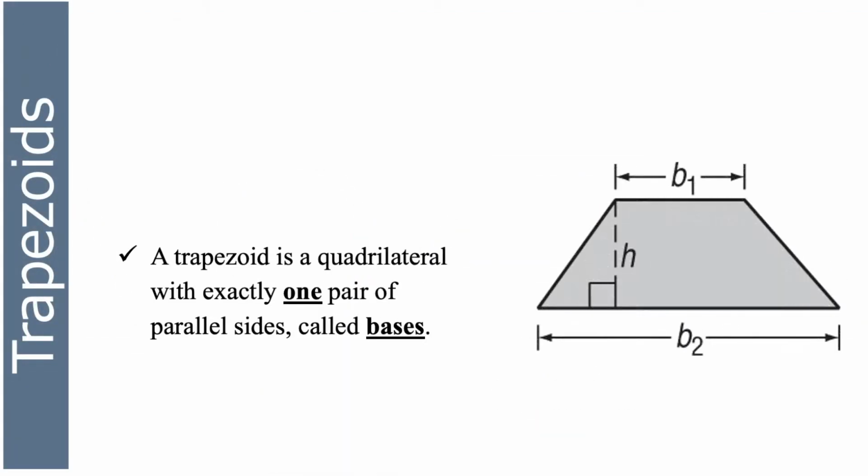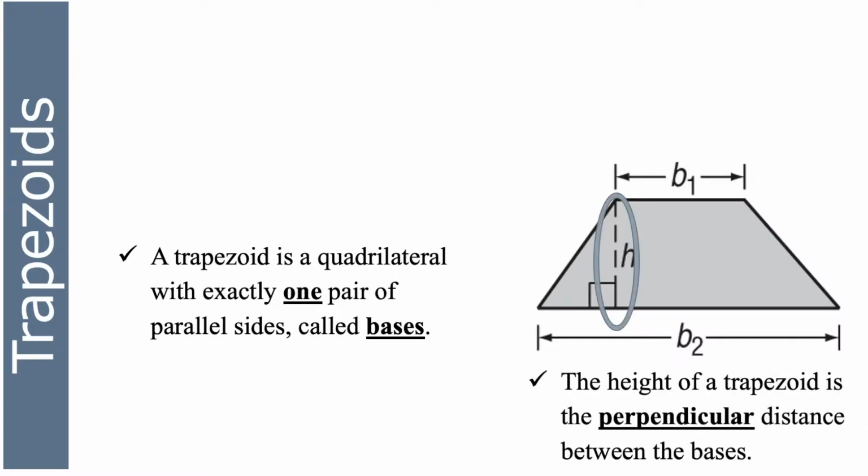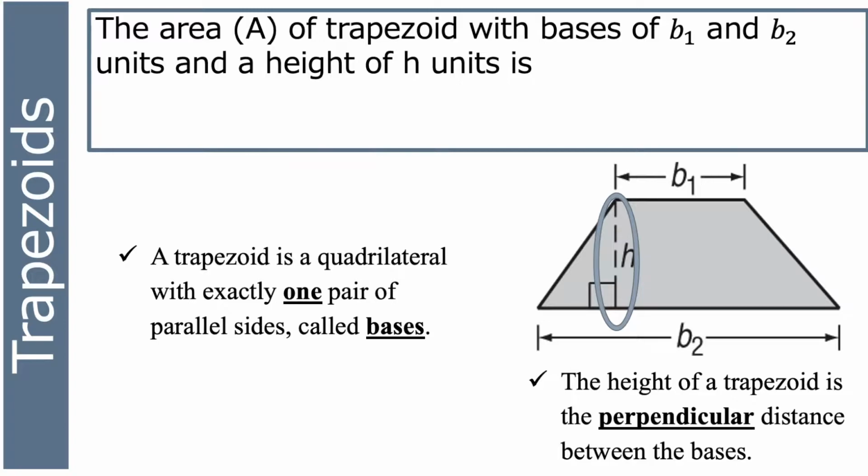We'll start with trapezoids. A trapezoid is a quadrilateral with exactly one pair of parallel sides called bases. And the height of a trapezoid is the perpendicular distance between the bases. With that information now, I can tell you that the area of a trapezoid with bases B1 and B2 units and a height of h units is that. Area equals 1/2 the height, and then base 1 plus base 2. Basically, it's the average of the bases times the height.